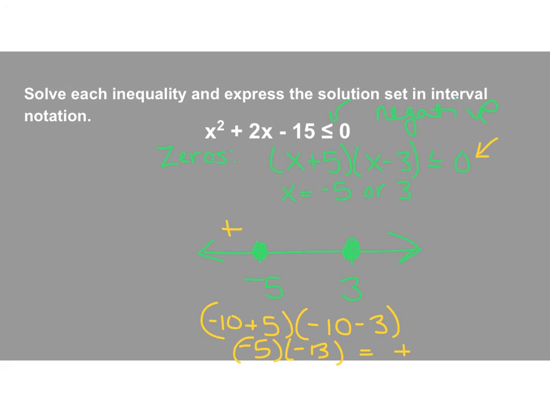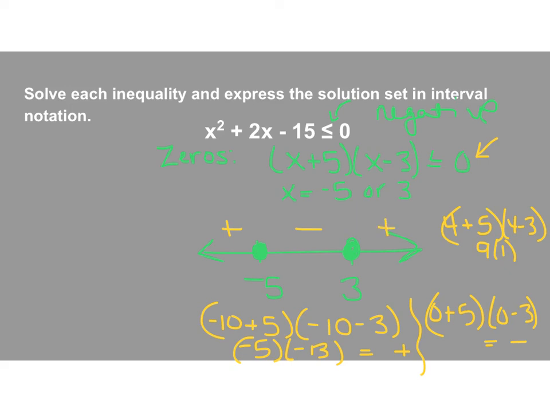So if I choose something in between, a nice easy value would be 0. If I plug in 0, 0 plus 5 times 0 minus 3 is going to give me a positive times a negative, which is going to produce a negative answer. So there it is, it's negative in between. Again, if I choose something to the right over here, I'll pick 4. 4 is to the right. So 4 plus 5 times 4 minus 3 produces 9 times 1, that's positive, so it's positive over here.